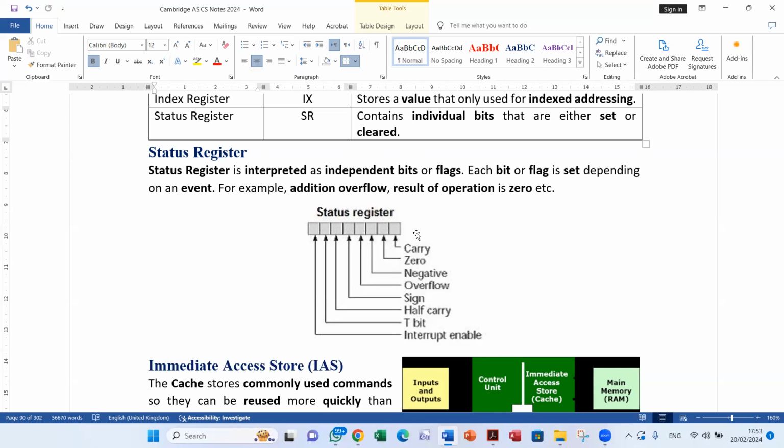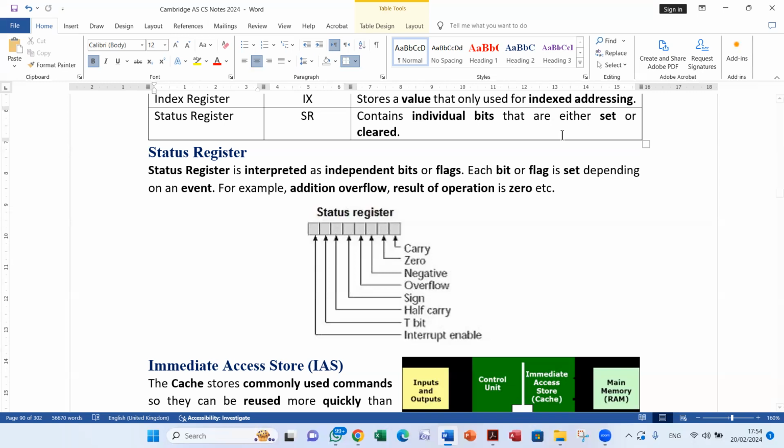Each bit or flag is set depending on an event. For example, addition overflow. If you know what overflow is from the O level: if you add 2 numbers and the result is greater than the available number of bits, overflow occurs. And then there is one flag in the status register that is set to 1 when an overflow occurs.